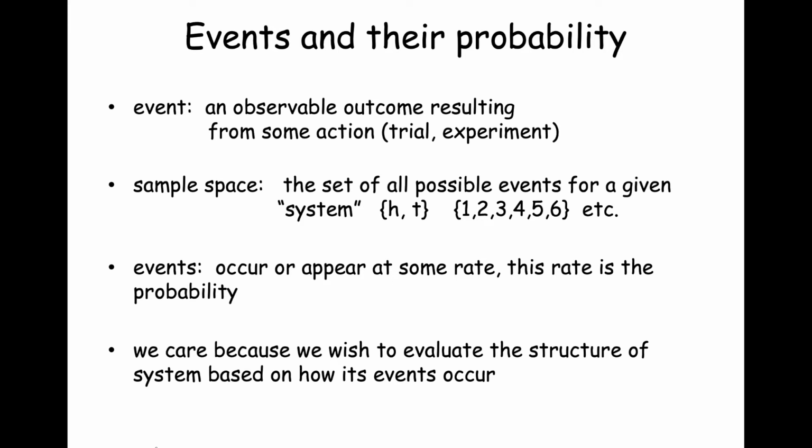And so we begin with an event, which is an observable outcome resulting from some action. And so that action is the action in place by the sensor. It gives you some feature vector. And this action is called a trial or an experiment. And so we have this thing called a sample space, and the sample space represents all of the possible instantiations of the random variables, events for a given system.